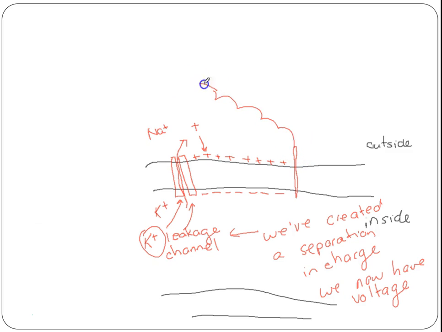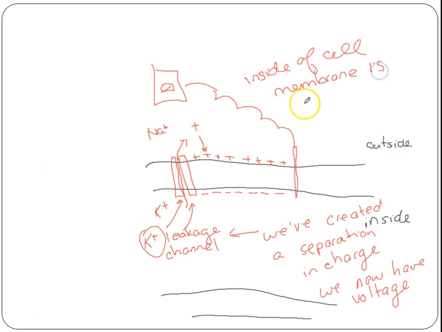So you've got a little machine that measures this, right? There's a machine that's measuring things. What you'll find is that the inside of the cell membrane is at negative 70 millivolts. So it has a negative charge of negative 70 millivolts compared to the outside of the cell membrane.